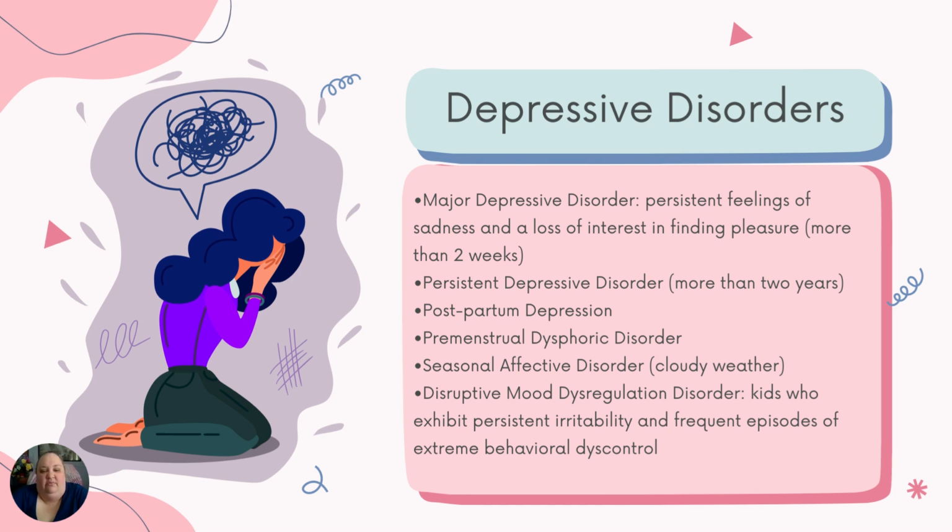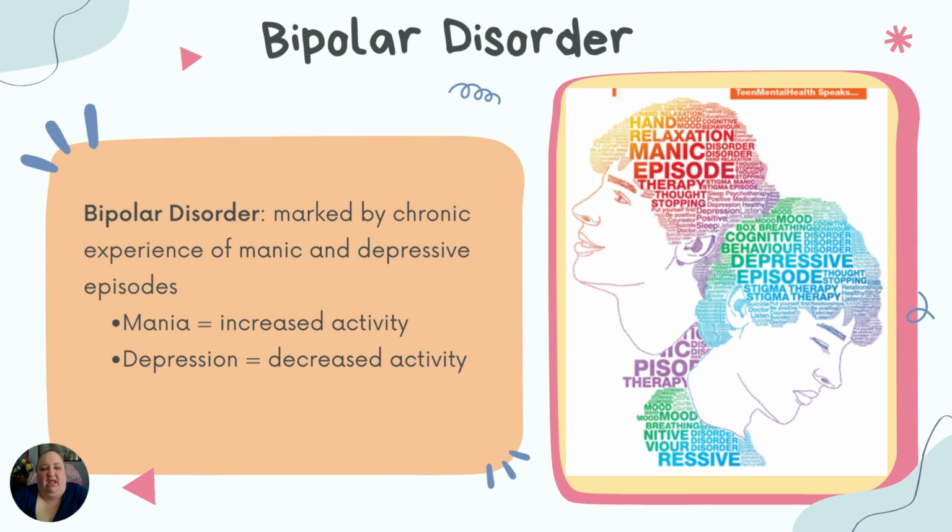And then we have disruptive mood dysregulation disorder. That's kids who exhibit persistent irritability and frequent episodes of extreme behavioral discontrol. That's something that they have to deal with. Then we have bipolar disorder. This is pretty new. This is something that's really got a lot of notice in the last few years. It's marked by chronic experience of manic and depressive episodes.